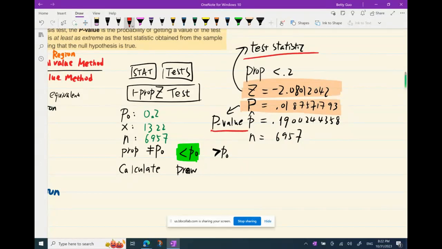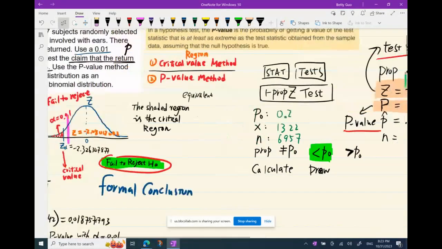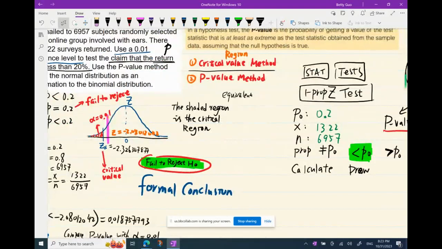Of course, with the p-value method you don't have to draw the graph, but if the question requires you to use the critical value method, you still need to draw the curve, mark the critical region, and see where your test statistic falls. Does it fall in the blank region or in the shaded region? The shaded region is the critical region.